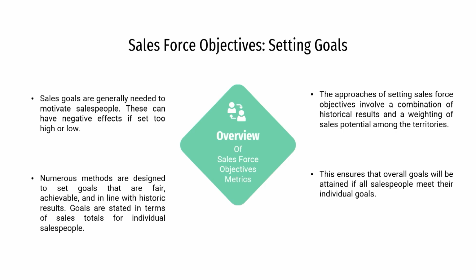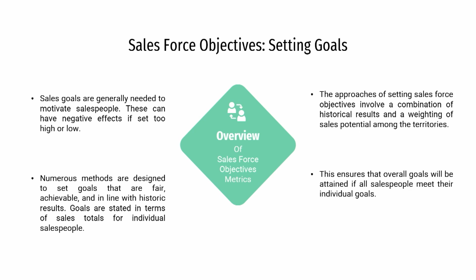Now, let us look at the overview of the matrix called sales force objective setting, the goals. Sales goals are generally needed to motivate the salespeople. In the absence of a goal, what will happen? You will not be able to know whether you are performing your duties as per the expectation, below expectation or exceeding the expectations. Where do you stand? You will not be able to locate. This can have negative effects if it is set too high or too low. If the sales target is too high, then the salesperson might think that anyways I cannot achieve it, therefore there is no point in putting in more effort.